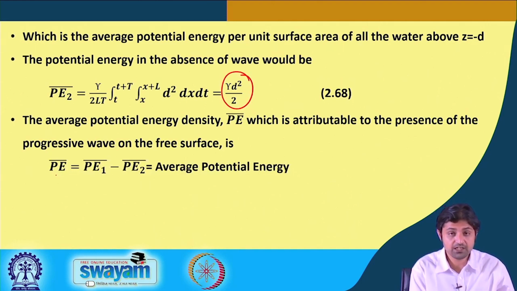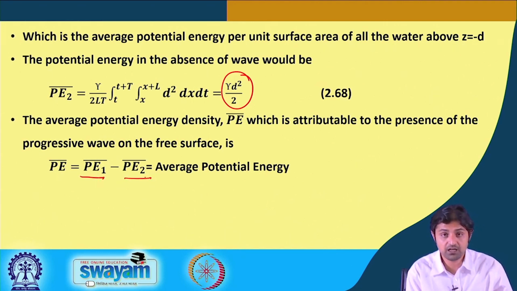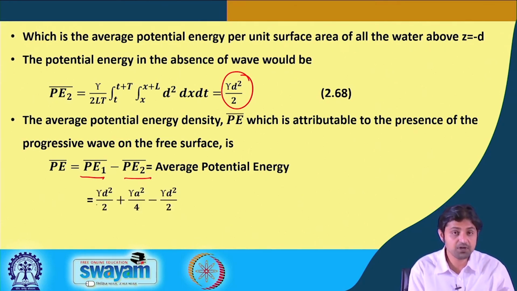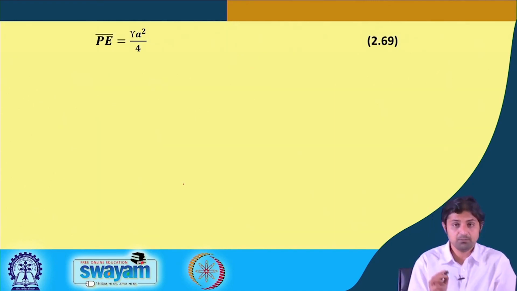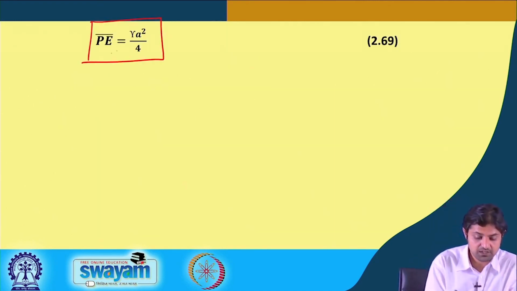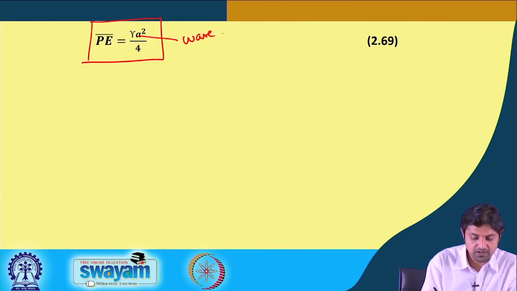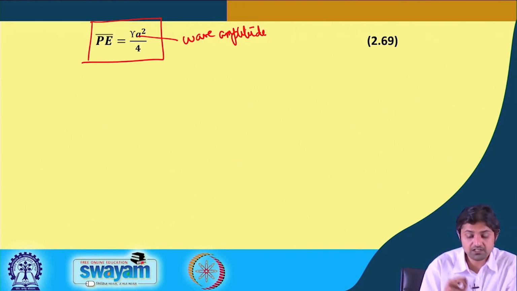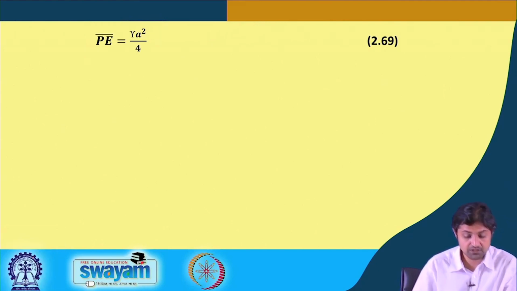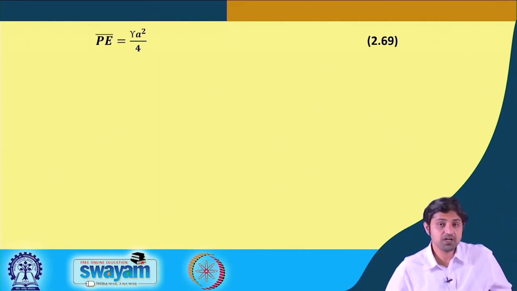And the energy due to the presence of the wave will be the total energy minus the energy when the wave is not there. This one came to be gamma d squared by 2 plus gamma a squared by 4, and this one came to be gamma d squared by 2, and this gives us the potential energy due to waves as gamma a squared by 4, where a is the wave amplitude. You have seen how it is derived, but the results are more important. So, you must remember the potential energy due to the waves is written as gamma a squared by 4.